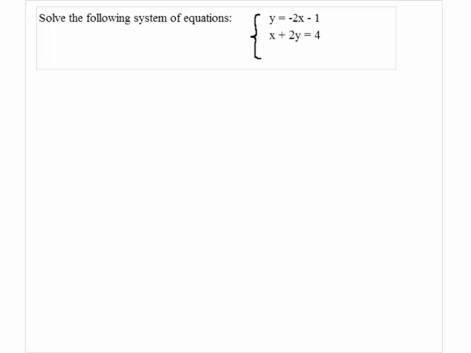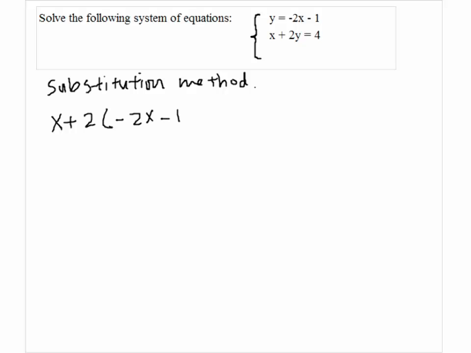Solve the following system of equations. y equals negative 2x minus 1 and x plus 2y equals 4. Since the top equation is already solved for y, we're going to use the substitution method. So, x plus 2 times negative 2x minus 1 equals 4, where I plugged negative 2x minus 1 into the other equation.